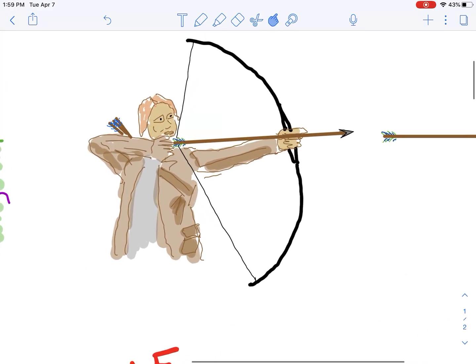So here we have, what's the show called? Hunger Games. Here's Catnip. She is Catnip. Is that her name? Definitely not.